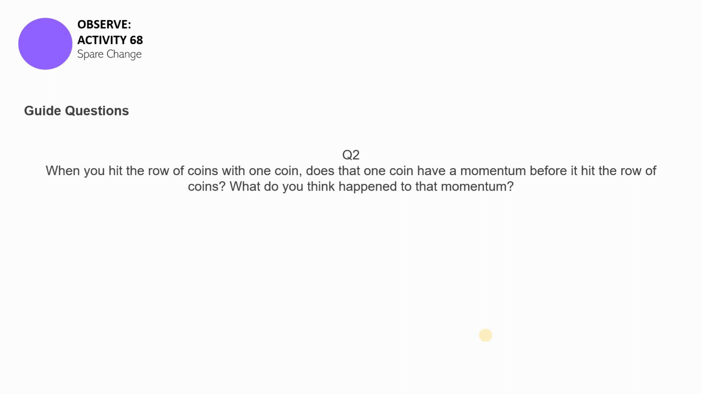Question number 2, when you hit the row of coins with one coin, does that one coin have a momentum before it hit the row of coins? So answer that with a yes or no. Now, what do you think happened to that momentum? Kung meron siyang momentum, what happened to that momentum when it hit the row of coins? If you need more time, pause this video. If you're through, let's proceed.